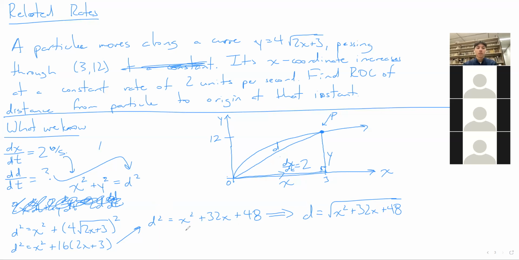So if I take the one on the left here and differentiate with respect to time, I'll get 2d dd/dt equals 2x dx/dt plus 32 dx/dt. And that's it, right? Do I know enough there to solve for dd/dt?